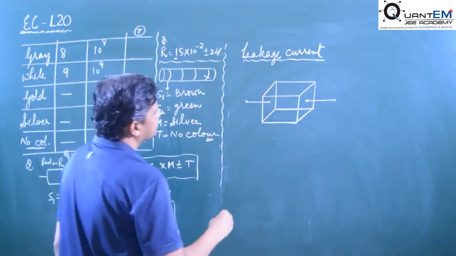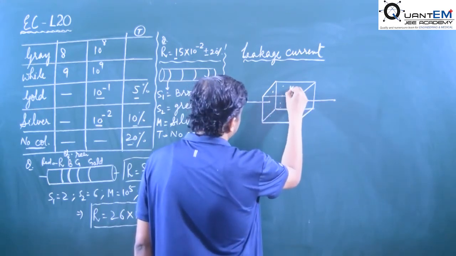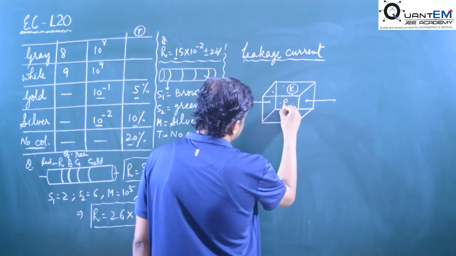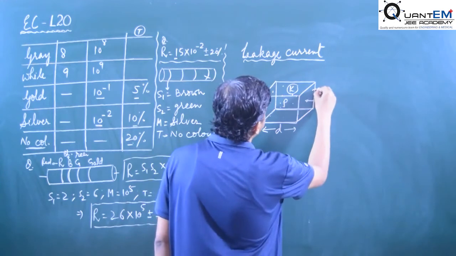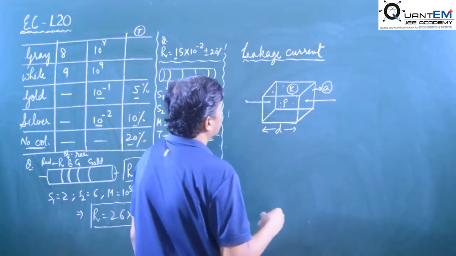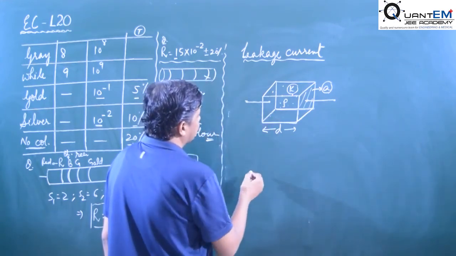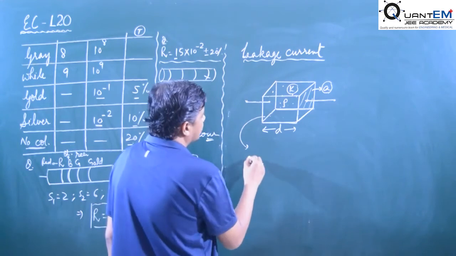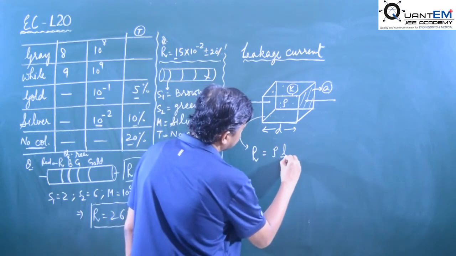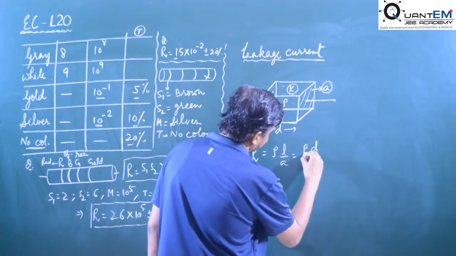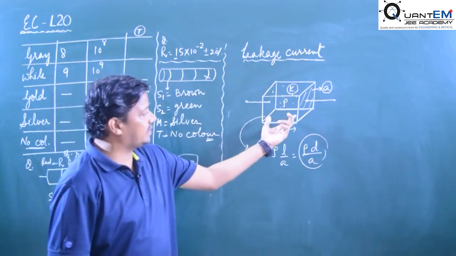Now see, after the dielectric breakdown takes place, suppose dielectric constant is K, resistivity is rho, distance between the parallel plates is D, and area of each plate is A. Okay, A is the area of each plate. So after the conduction takes place, the resistance of this dielectric medium will be what? Rho L by A. In place of L we have D. So rho D by A, that is the resistance of this dielectric medium after the dielectric breakdown takes place.